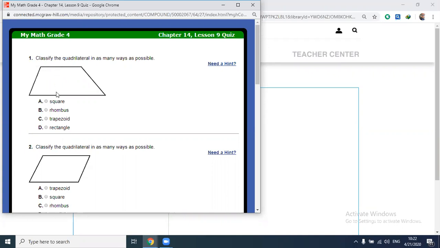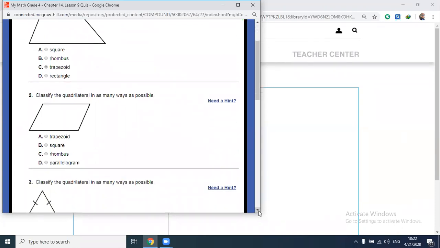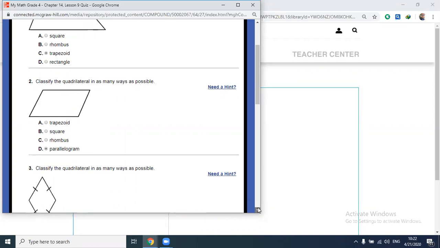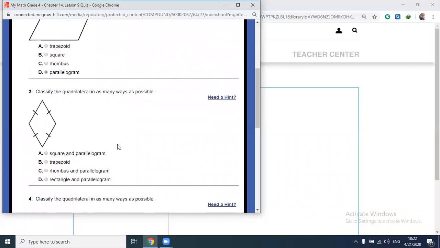It has only one pair of parallel sides, so this one would be a trapezoid. Number 2, classify the quadrilateral in as many ways as possible. I have each of the sides parallel and equal, so this one would be a parallelogram. Number 3, classify this one. 4 sides are equal, but there is no right angle. That comes only in the rhombus. So it will be rhombus and parallelogram.